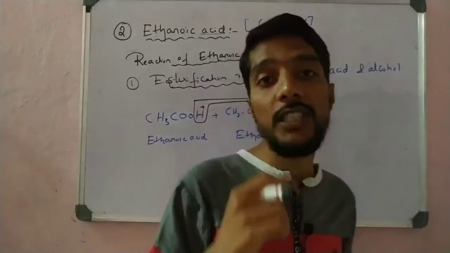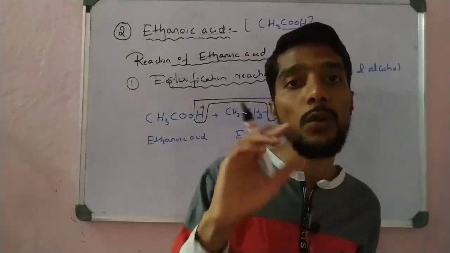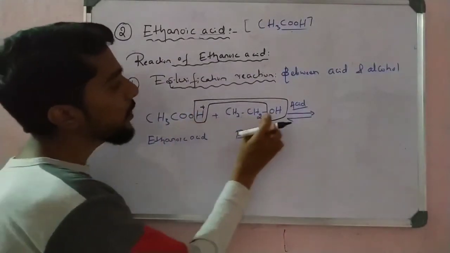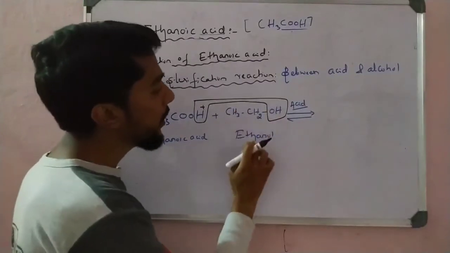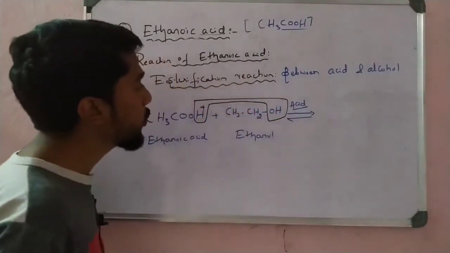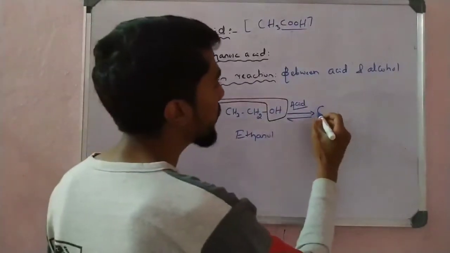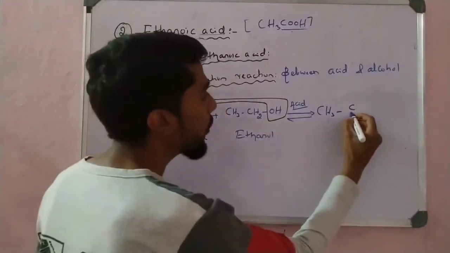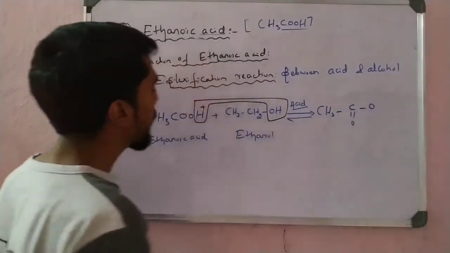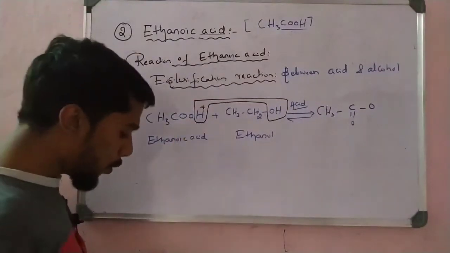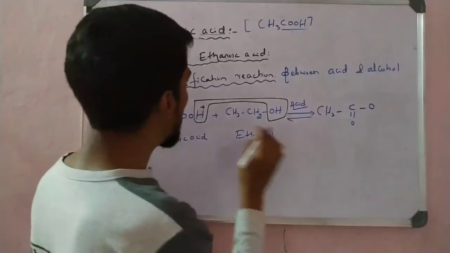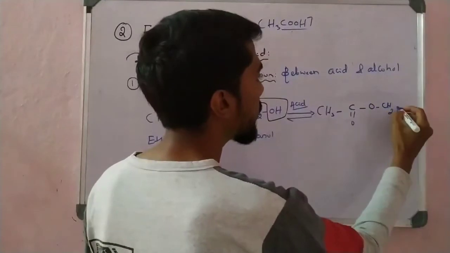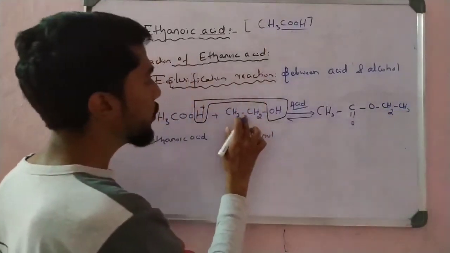We know from the acid base chapter that acid gives H plus ions and base gives OH minus ions. So since it is an acid, it gives H plus ions. The H plus of this acid reacts with the OH of the alcohol functional group of ethanol, so H2O is removed. So we get this product: CH3, C double bond O, then O, then CH2CH3.